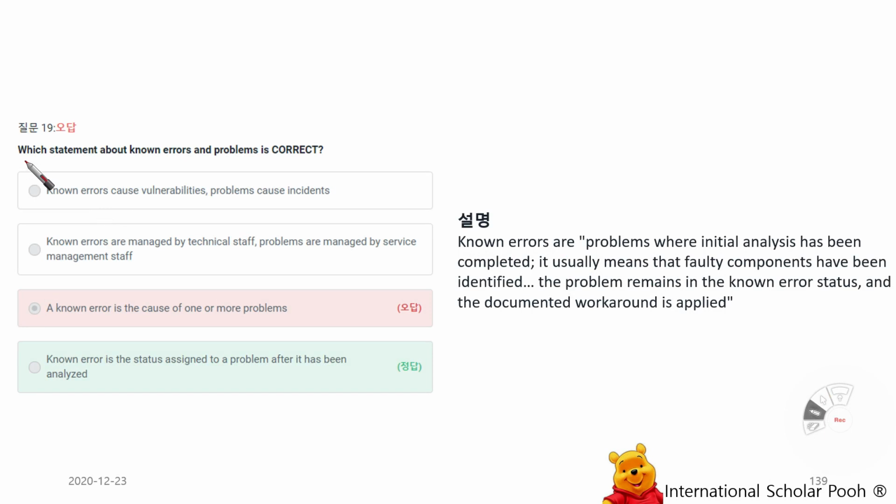Which statement about known errors and the problem is correct? A known error is a status assigned to a problem after it has been analyzed. A known error is a problem where initial analysis has been completed. It usually means that faulty components have been identified. The problem remains in the known error status and the documented workaround is applied.